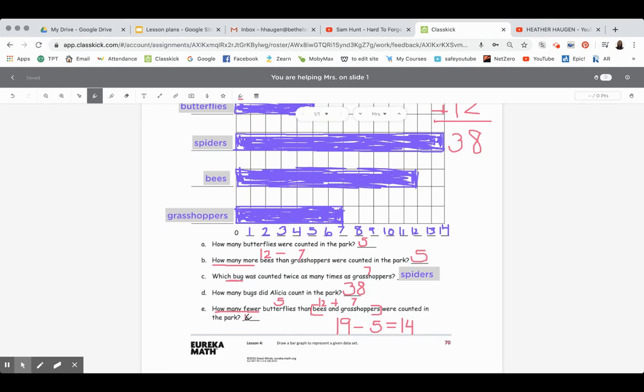So how many fewer butterflies than bees and grasshoppers? The answer is 14. There were 14 fewer butterflies than bees and grasshoppers that were counted in the park.